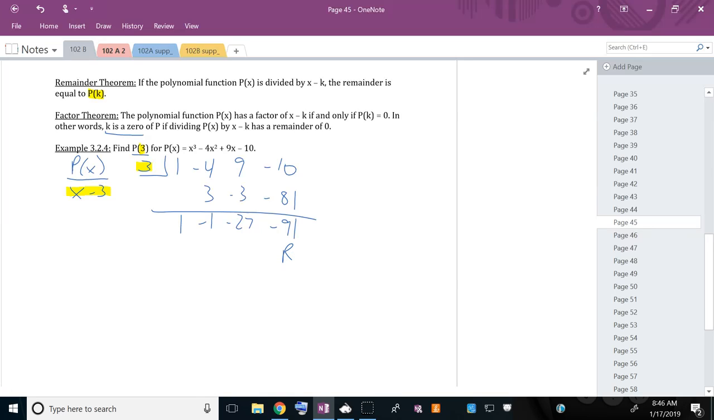Now here, my remainder, needless to say, is not 0. That's definitely not 0. So here, 3 is not a 0 of this function p. Right now, I don't know what is. We'll start looking at that in our next two sections. All we know is 3 definitely doesn't work.